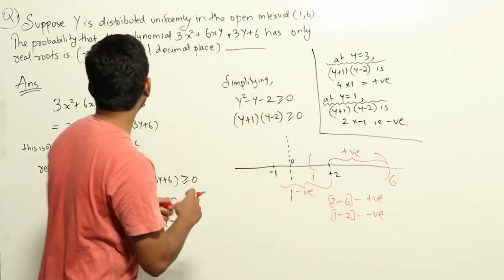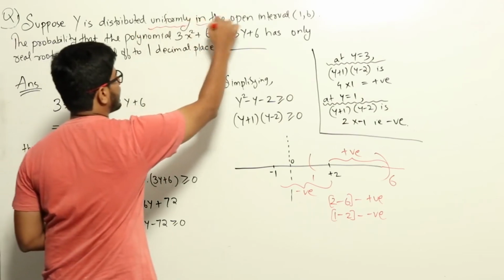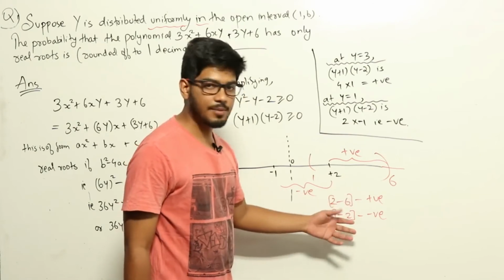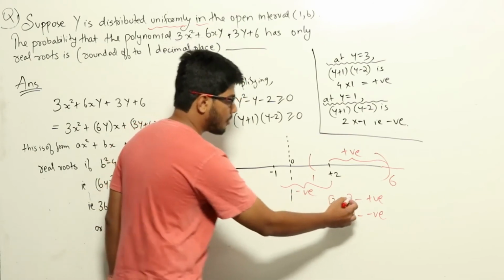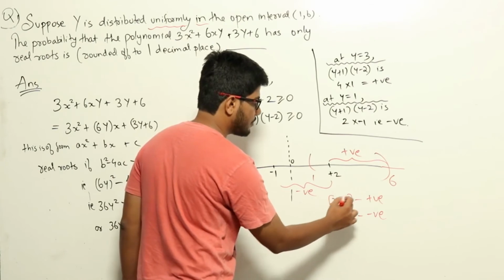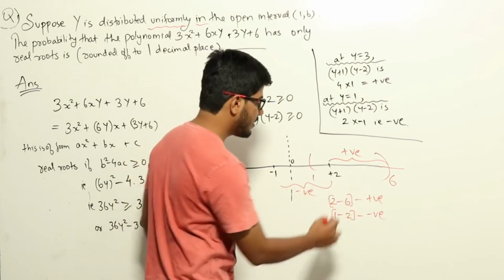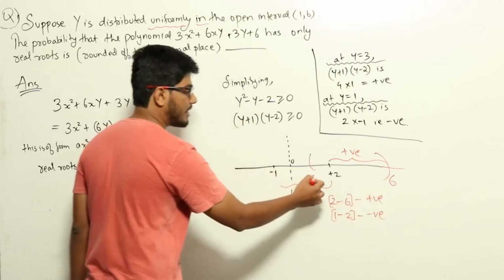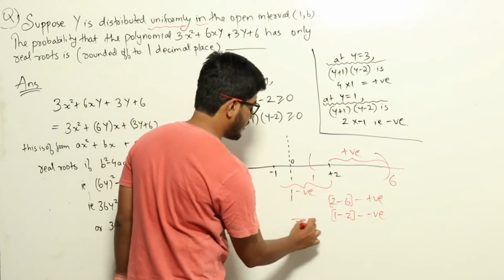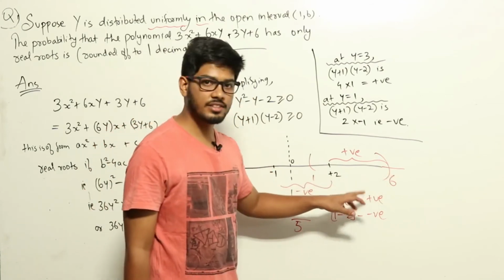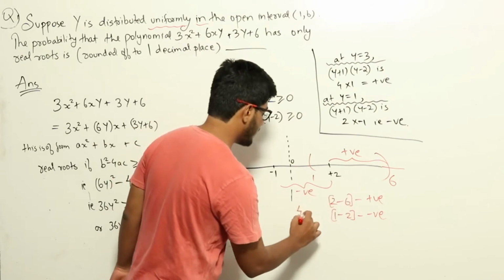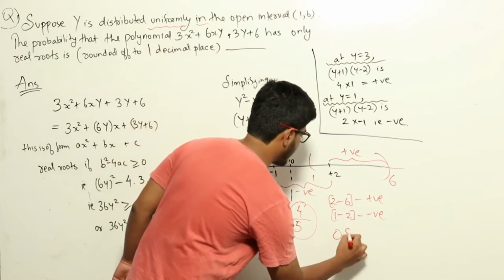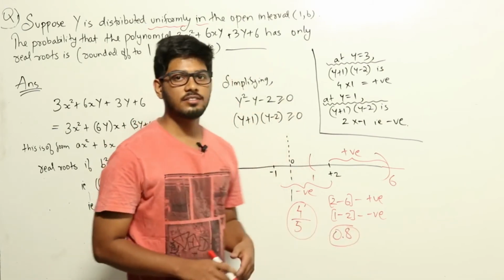And it was also given that y is distributed uniformly in the open interval. So probability of choosing any particular point is same compared to any other point. So the probability of choosing a point from 2 to 6, we can take it as the length of this line from 2 to 6 divided by the length of the total line from 1 to 6. The length of the line from 1 to 6 is 5, and it takes positive values in 2 to 6. The length of that line will be 6 minus 2 equal to 4. Therefore the total probability is 4 by 5, or 0.8. 0.8 is the answer to this question.